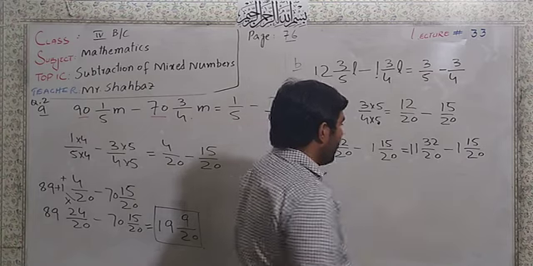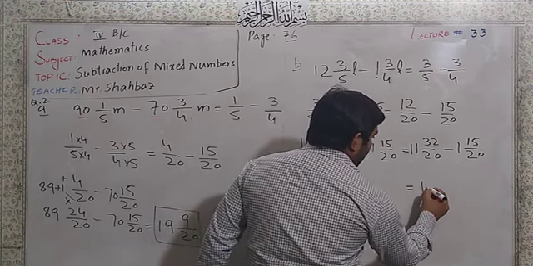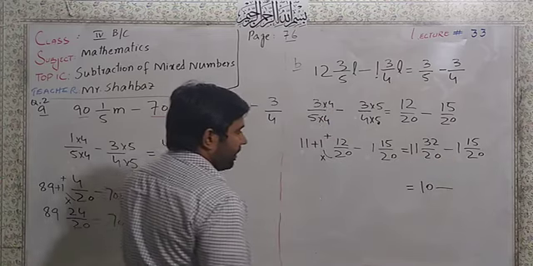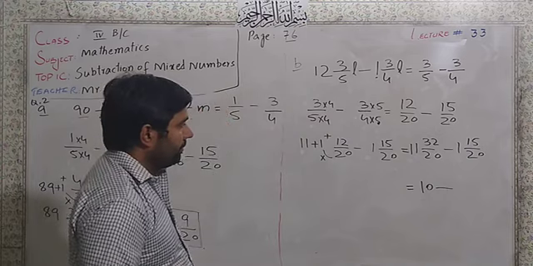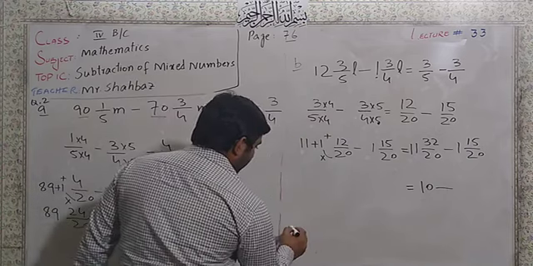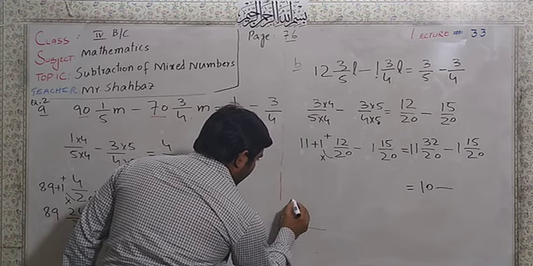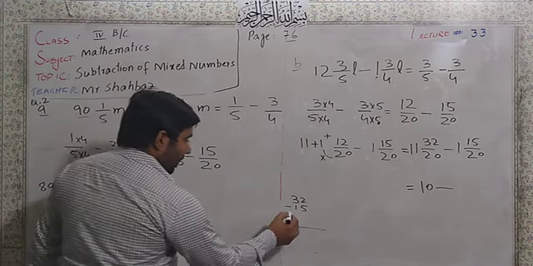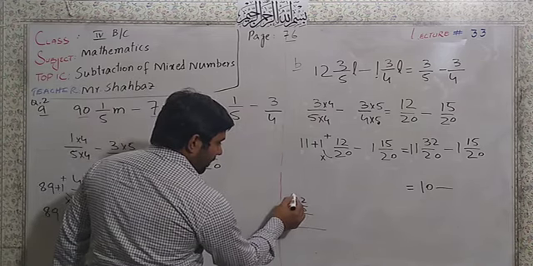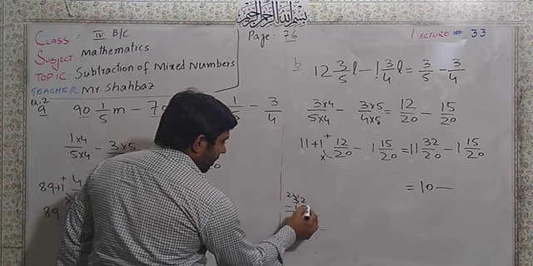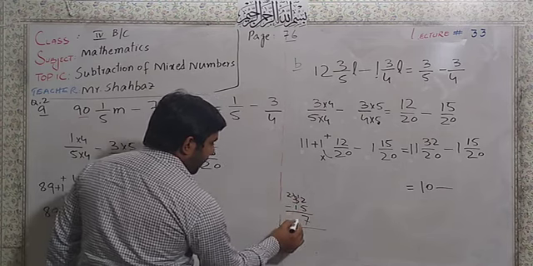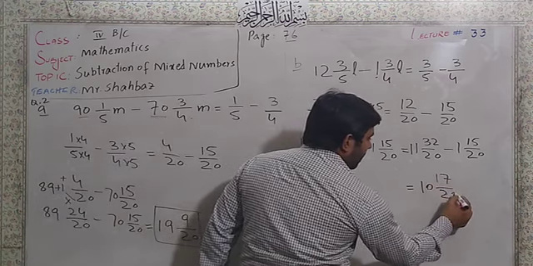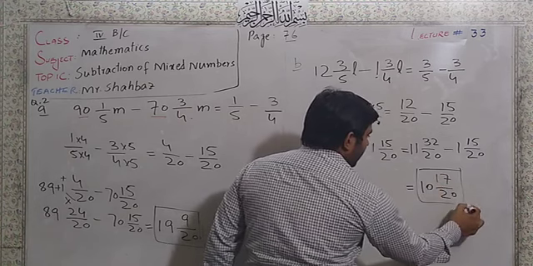11 minus 1 will be 10. 32 minus 15. 32 minus 15 will be 17. How? 32 minus 15: 2 minus 5 not possible. We will take carry from here. It will be 2, it will be 12. 12 minus 5 will be 7. 2 minus 1 will be 1. This is 17. Means 17 over 20. This is the answer.